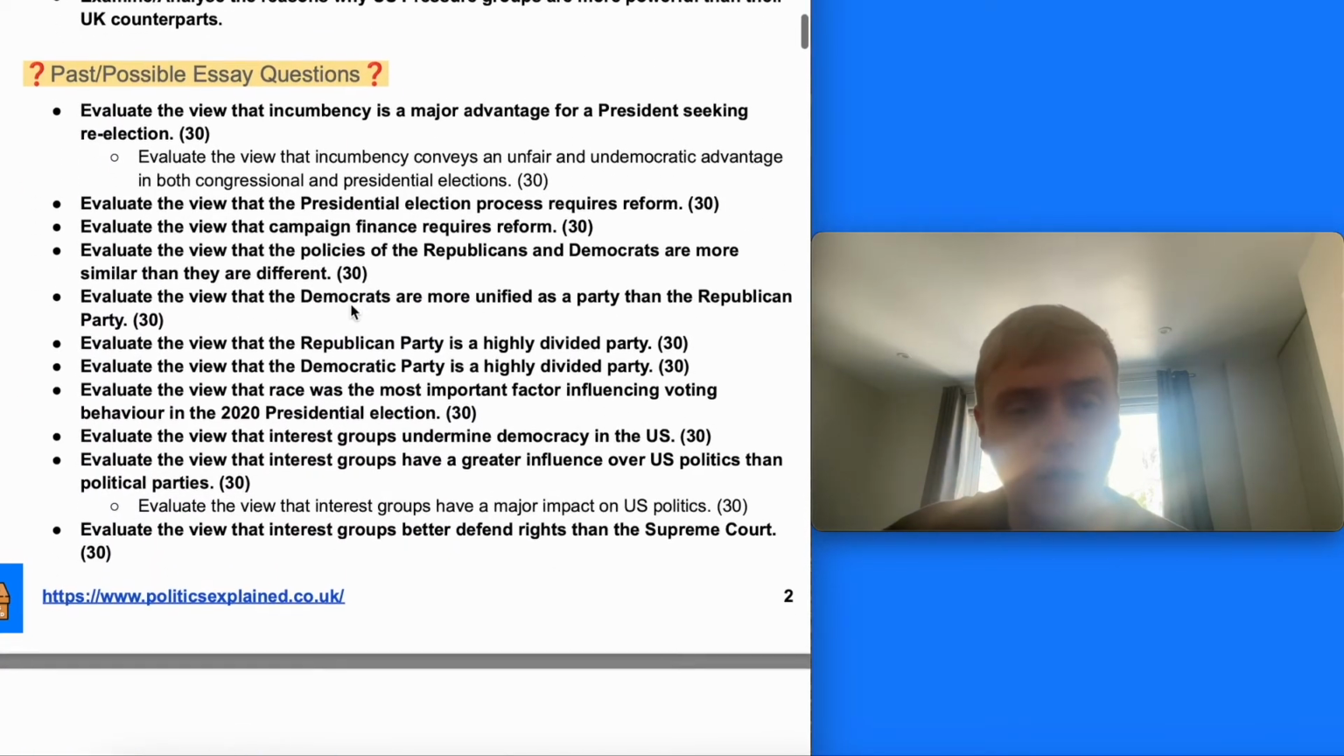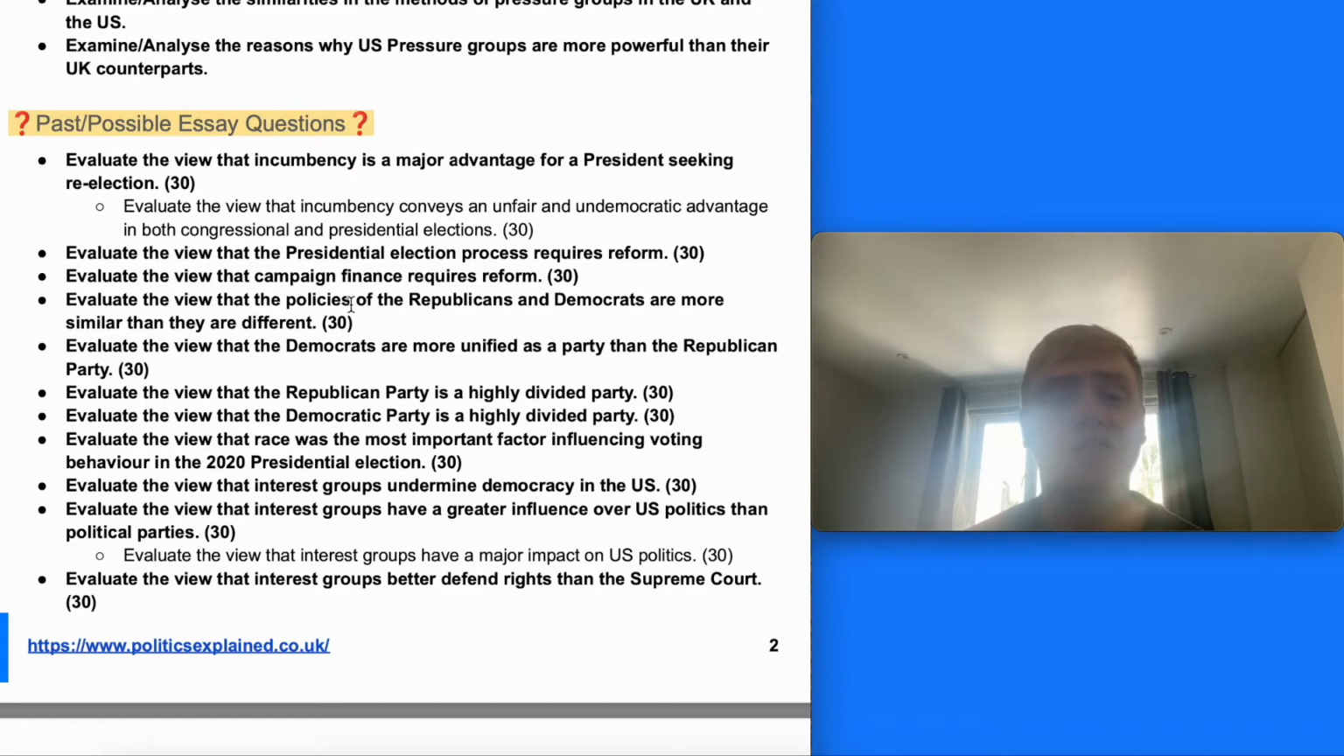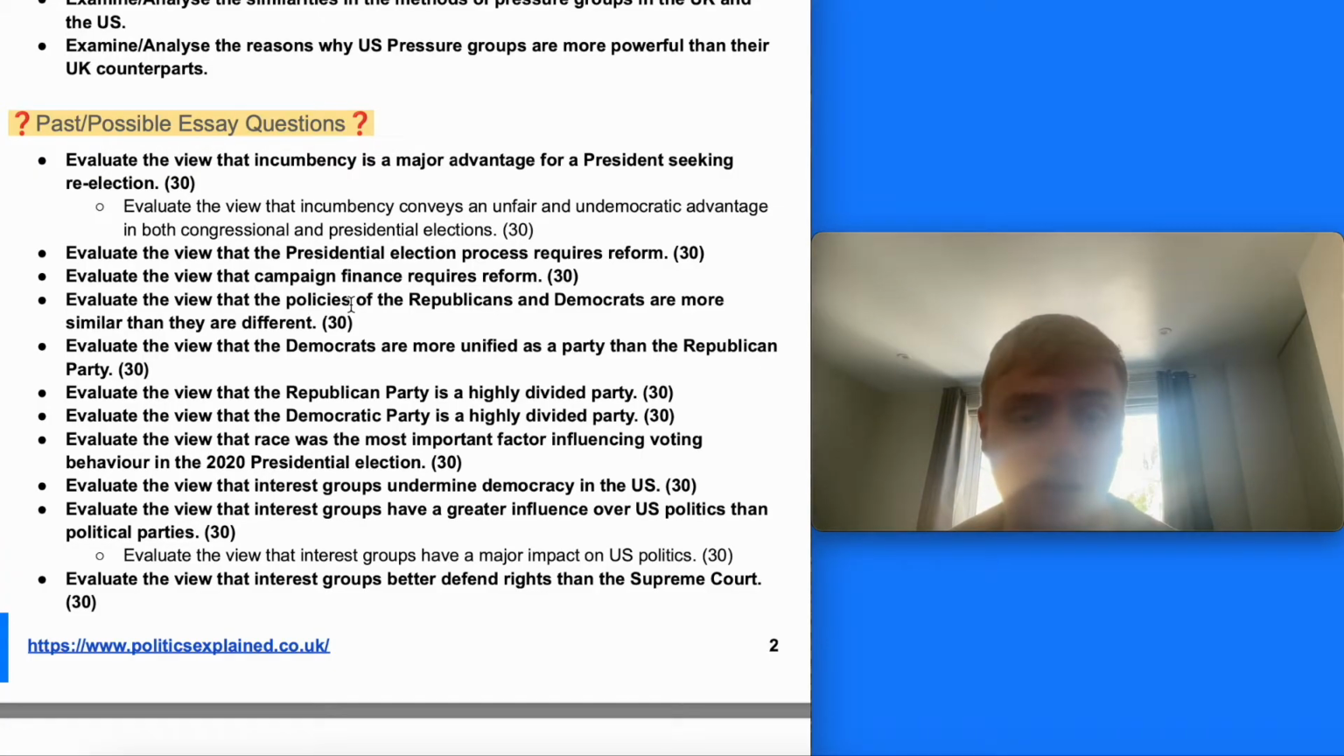In terms of 30 markers, this one will be useful in particular for a question that compares the policies of the Republican and the Democratic parties. You could also get one on the factors influencing voting behaviour, looking at race, and that's in the final part of the video. We're going to look at the coalitions of different parties, and so you can look at race, gender, and make about a couple of these different factors.